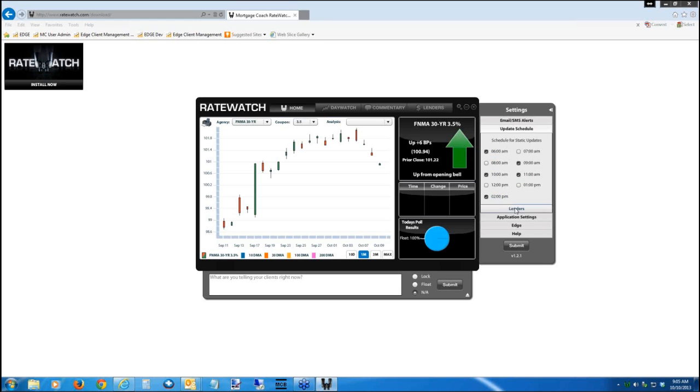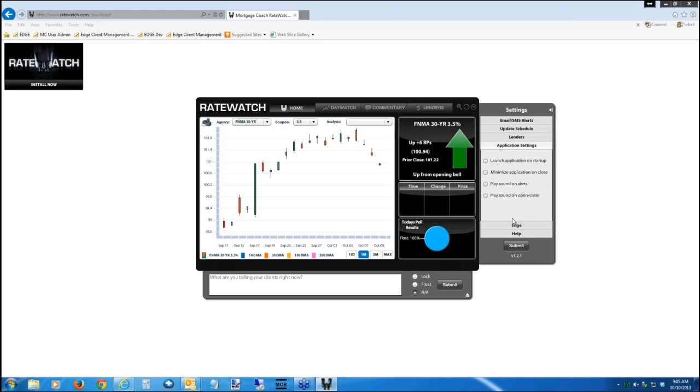There's also a lenders area where you can select which lenders you'd like to watch in your lenders category here. And you can see I've got a couple of them selected here, so anytime I go to my lenders tab, it's going to show me what those particular lenders' pricing sheets are doing at any given time.